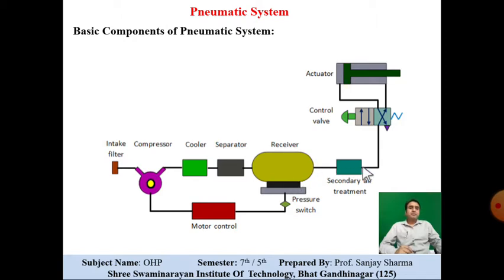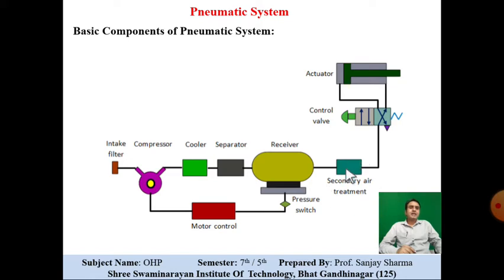After that, you can see here the secondary air treatment device is used. Friends, air contains moisture in it, so it is very important to remove it. Again, moisture as well as dust, these are the two main enemies of the pneumatic system. So it is mandatory to remove the dust and moisture from the system.